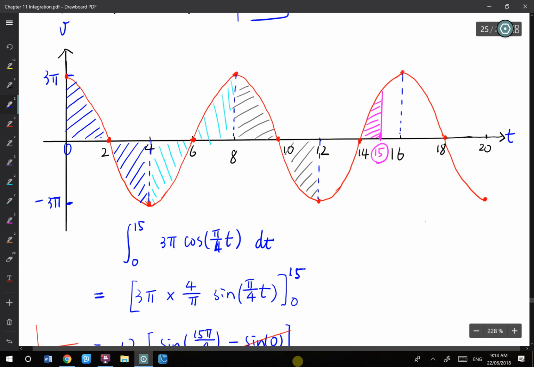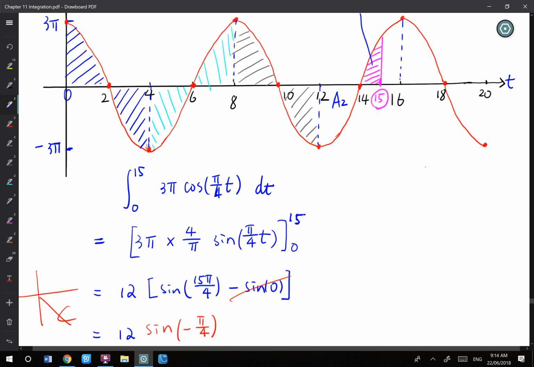So the pink area, let's say this is A1 and this is A2. A2 is the same area as all the things above. Let's calculate what A2 is. A2 can be the integral from 0 to 2 of 3 pi cosine pi over 4 t dt, because this empty area will be the same as all this area here. So I can use any interval to calculate the area. I just choose two easy numbers to calculate. 0 to 2 is a good number to do the calculation.